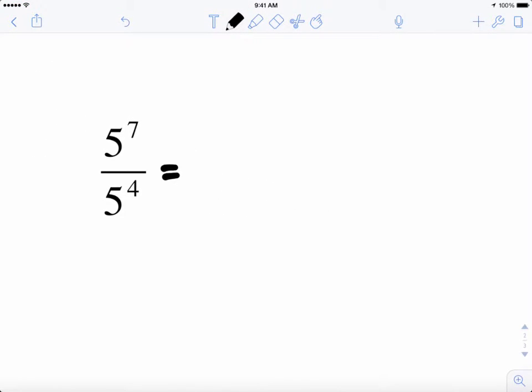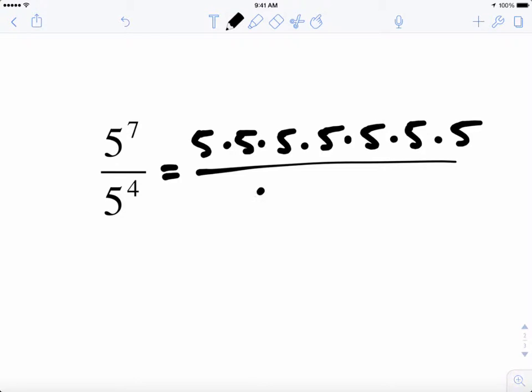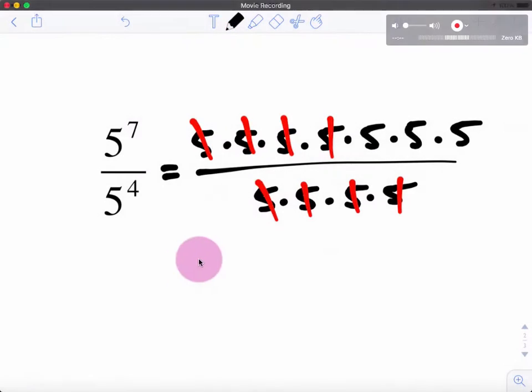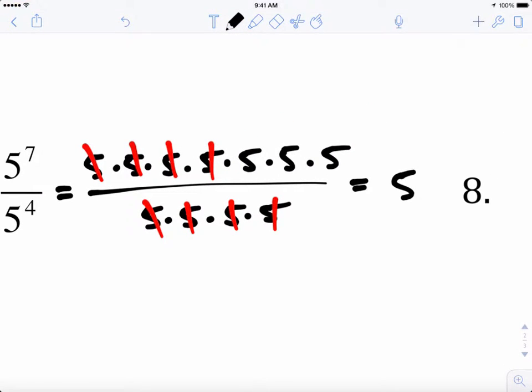5 to the 7th, well, 5 times 5, 3, 4, 5, 6, 7. Woo! 5 to the 4th power, 1, 2, 3, 4. I think clearly 5 divided by 5 is 1, 5 divided by 5 is 1, 5 divided by 5 is 1, 5 divided by 5 is 1. We end up with 1, 2, 3 5s being left multiplied by one another, 5 to the 3rd power.